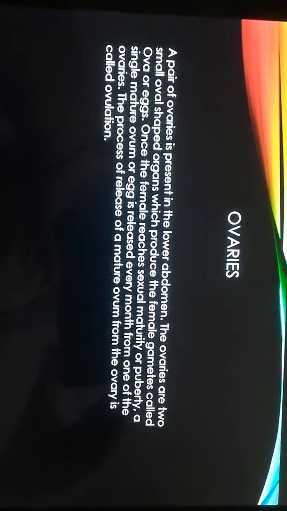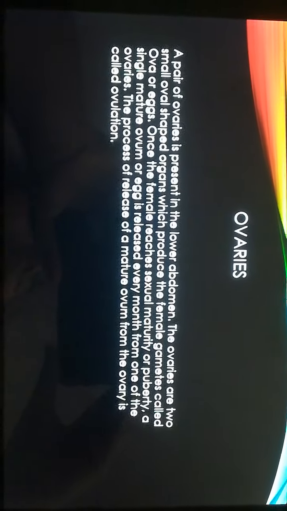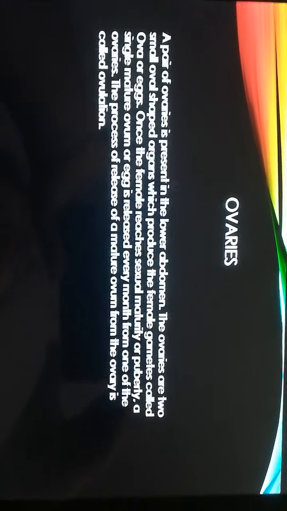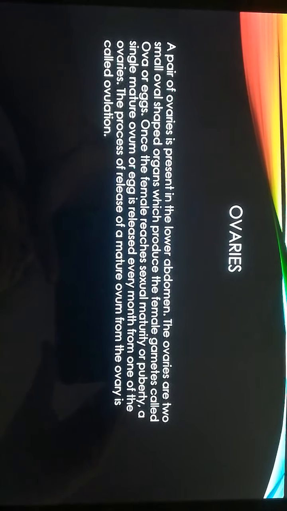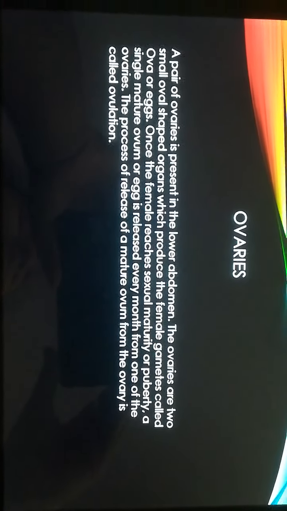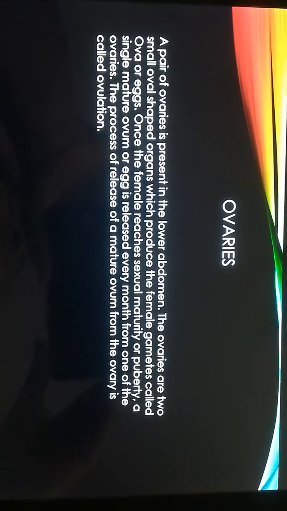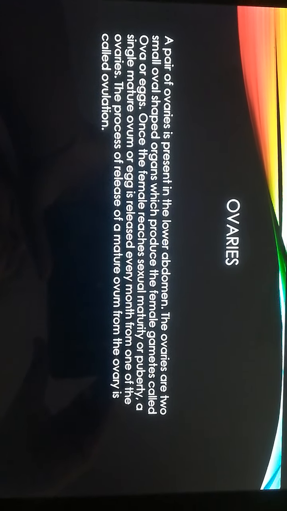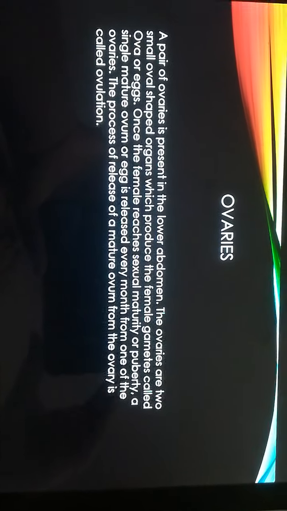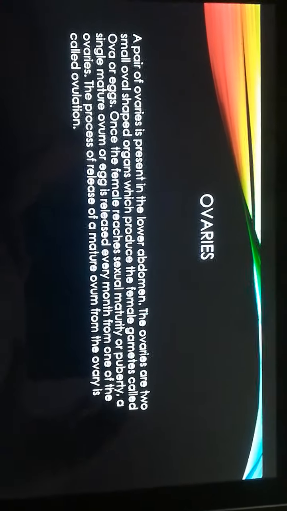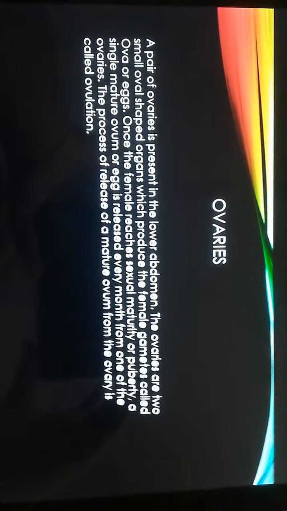So there are two ovaries present in the lower abdomen. The ovaries are small, oval-shaped organs. They are responsible for the production of female gametes. Female gametes can also be called ova or eggs. So once the female reaches the stage of puberty, a single mature ovum or egg is released every month from one of the ovaries. And the release of this mature ovum from the ovary is called ovulation.